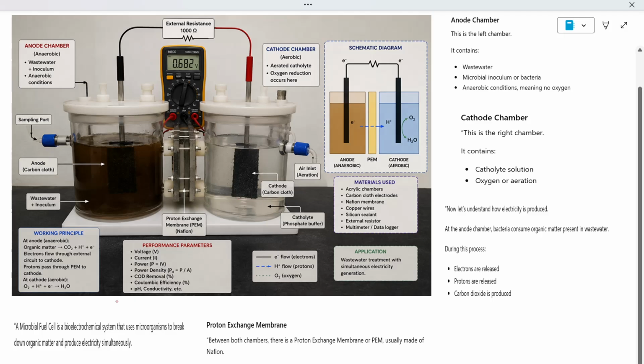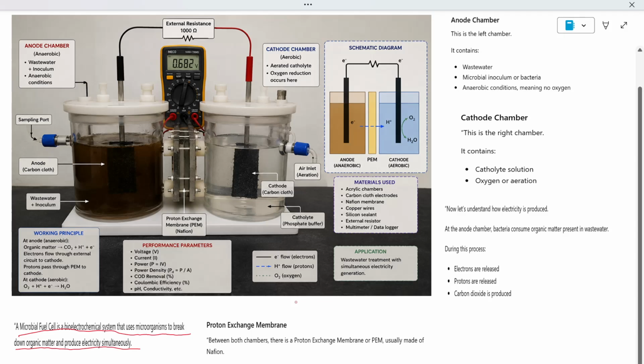So, at first, we have to know what an MFC is. A microbial fuel cell is a bioelectrochemical system that uses microorganisms to break down organic matter and produce electricity simultaneously. In simple words, bacteria eat organic waste present in wastewater and release electrons during their metabolic process. These electrons are captured to generate electric current.